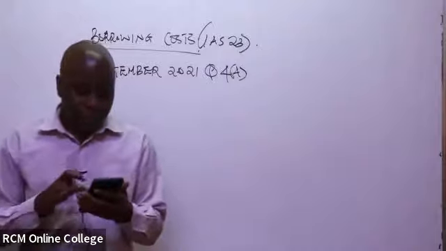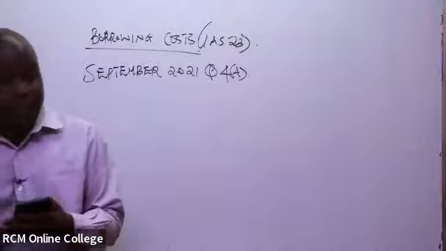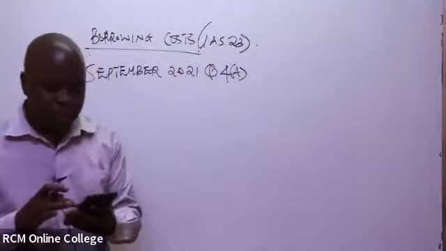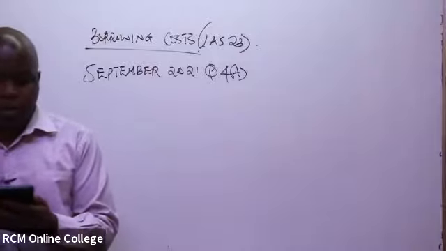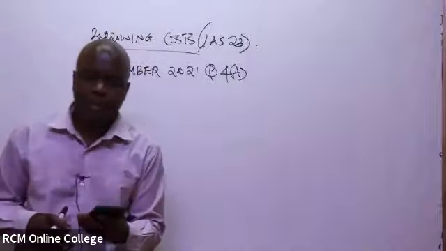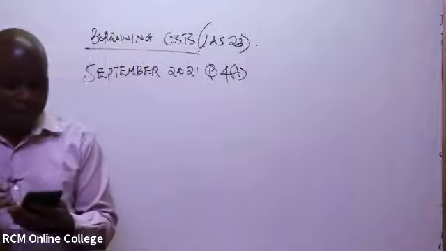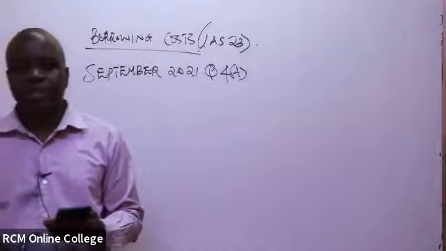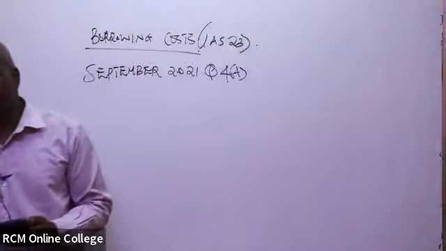Required, in line with the provisions of International Accounting Standard number 23, that is regarding borrowing costs, determine, number 1, the borrowing cost to be capitalized for each of the projects as of 31st of December 2020, then the value of the assets in the books of Darubini Limited as at 31st of December 2020.